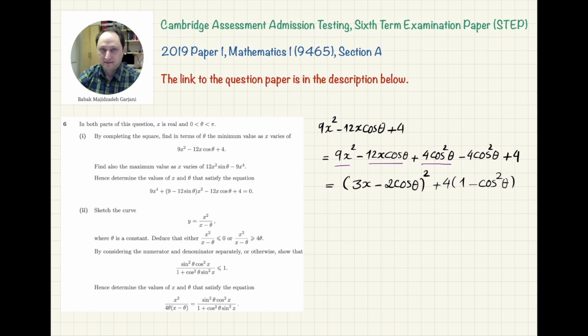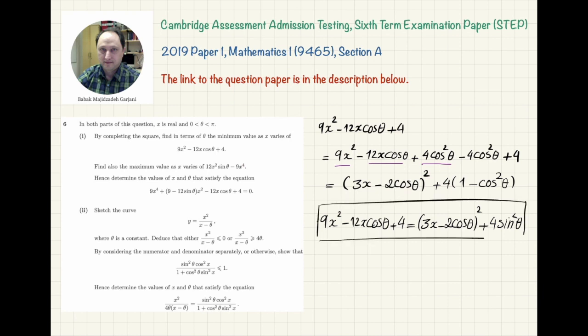But then this last bit, we have a formula for this. This is sine squared theta. Yes, so I can just write it, and then we have 9x squared minus 12x cosine theta plus 4 is equal to 3x minus 2 cosine theta to the power of 2 plus 4 sine squared theta. Okay, that's the expression I get.